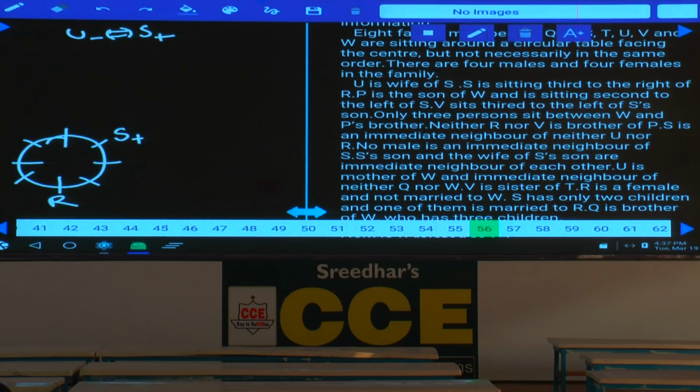And P is the son of W. Now P is the son of W. W is here. That means W is having a son P. P is the son of W, and P is seated second to the left of S. Now who is seated second to the left of S? P. Now P sits second to the left of S. P is a male.